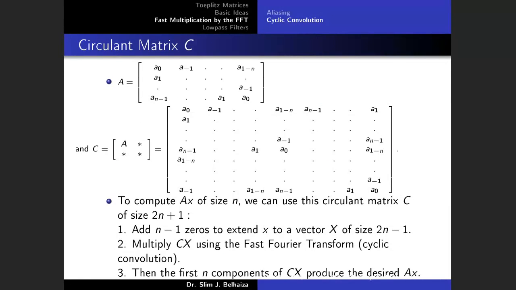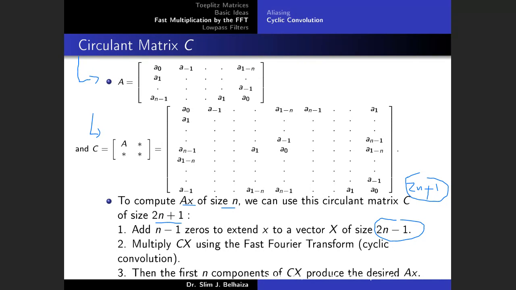The structure we obtain is kind of complicated. So this is the Toeplitz matrix. But once embedded into a circulant matrix, we have a very large circulant matrix of size 2n-1. But what we are sure about is that this is going to be a circulant matrix, which means we can use the properties of cyclic convolution. Now, to compute this Ax of size n, we can use the circulant matrix obtained, which is defined as follows, of size 2n plus 1. 2n plus 1, not 2n minus 1.